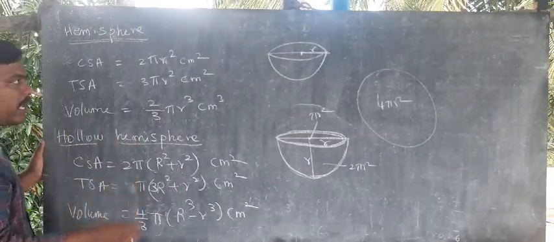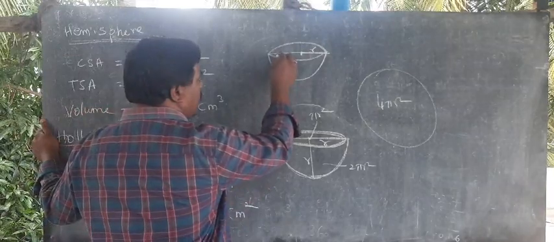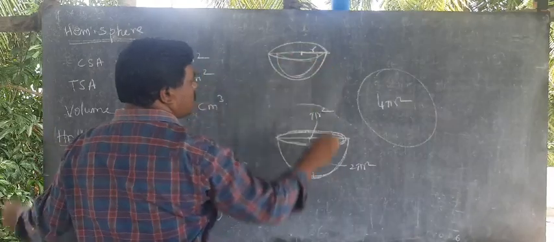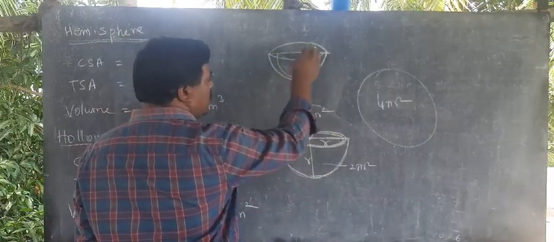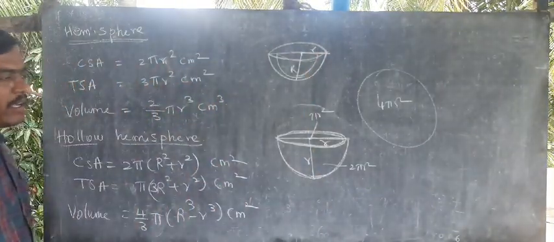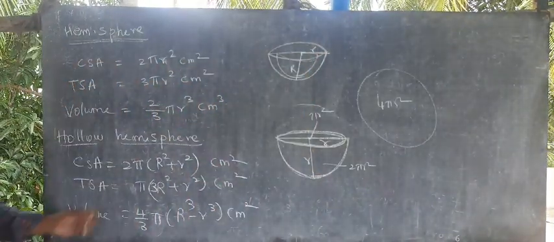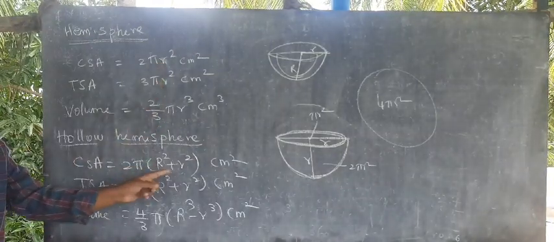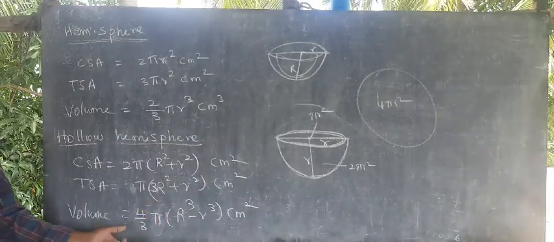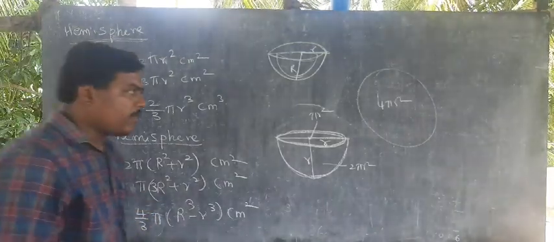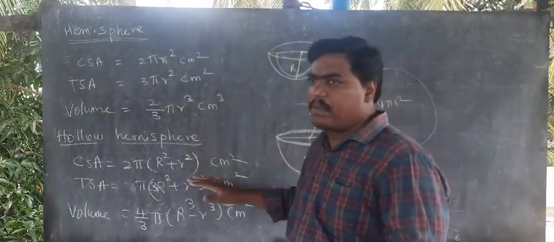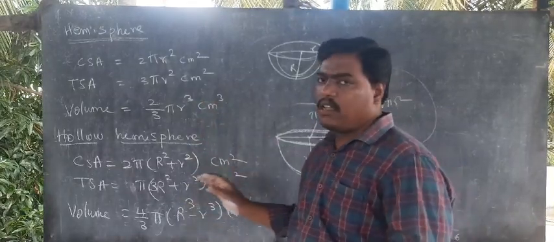A hollow hemisphere is the same thing. Hollow means we have a capital R and a small r. Here one is capital R and this is small r. Like this, that is a hollow hemisphere. So here R square plus r square, and 3 R square plus r square. Like this we need to prepare the formula. So part by part I wrote the formulas, and like this we can memorize the formula easily.